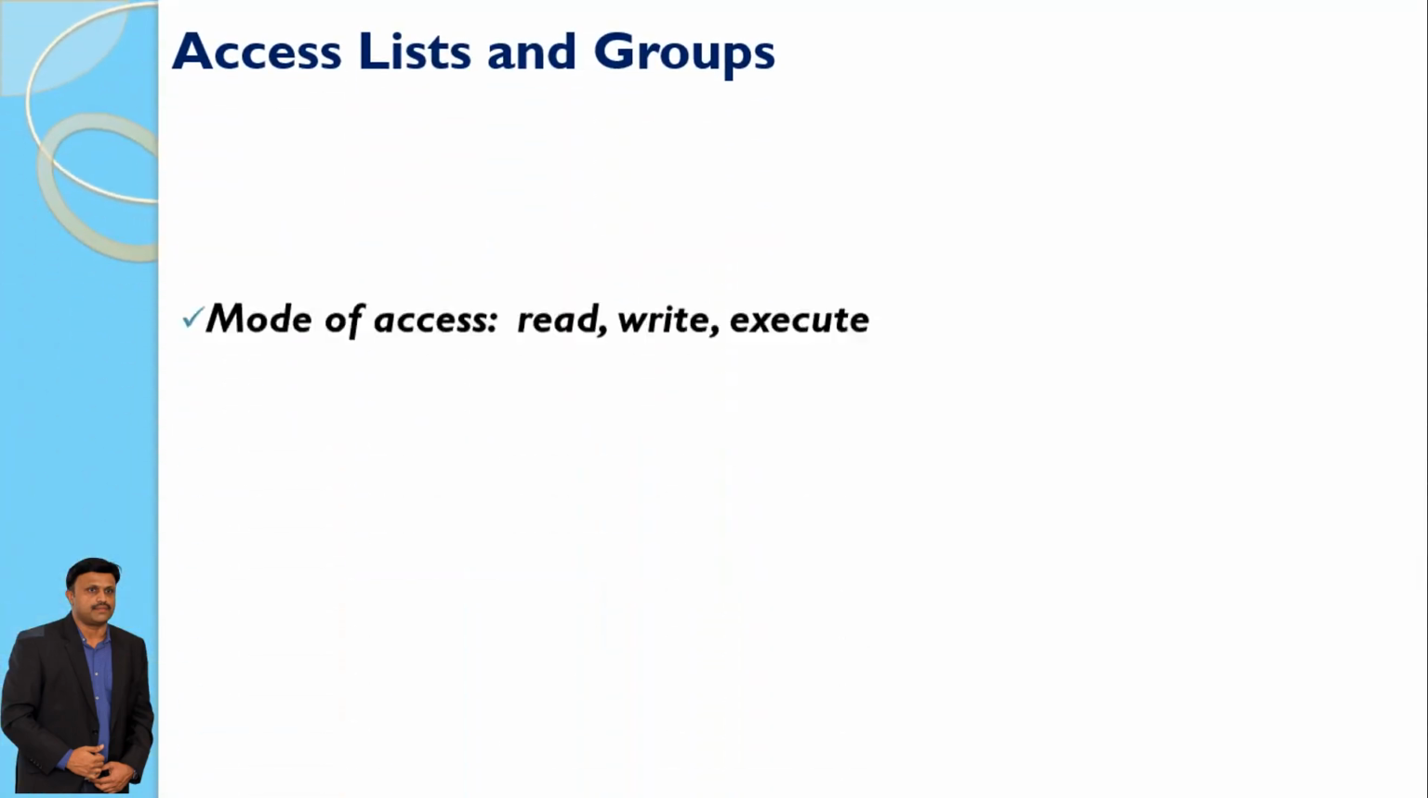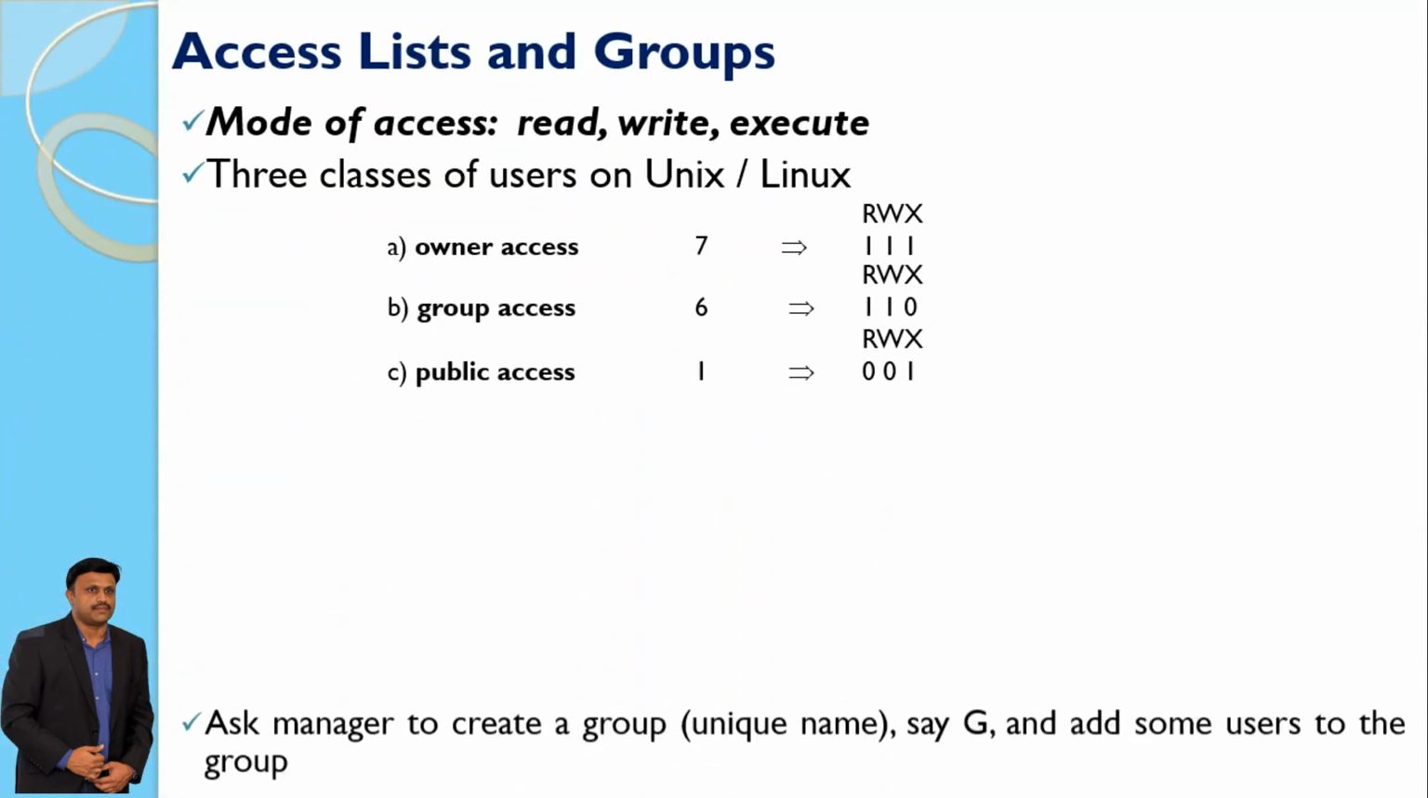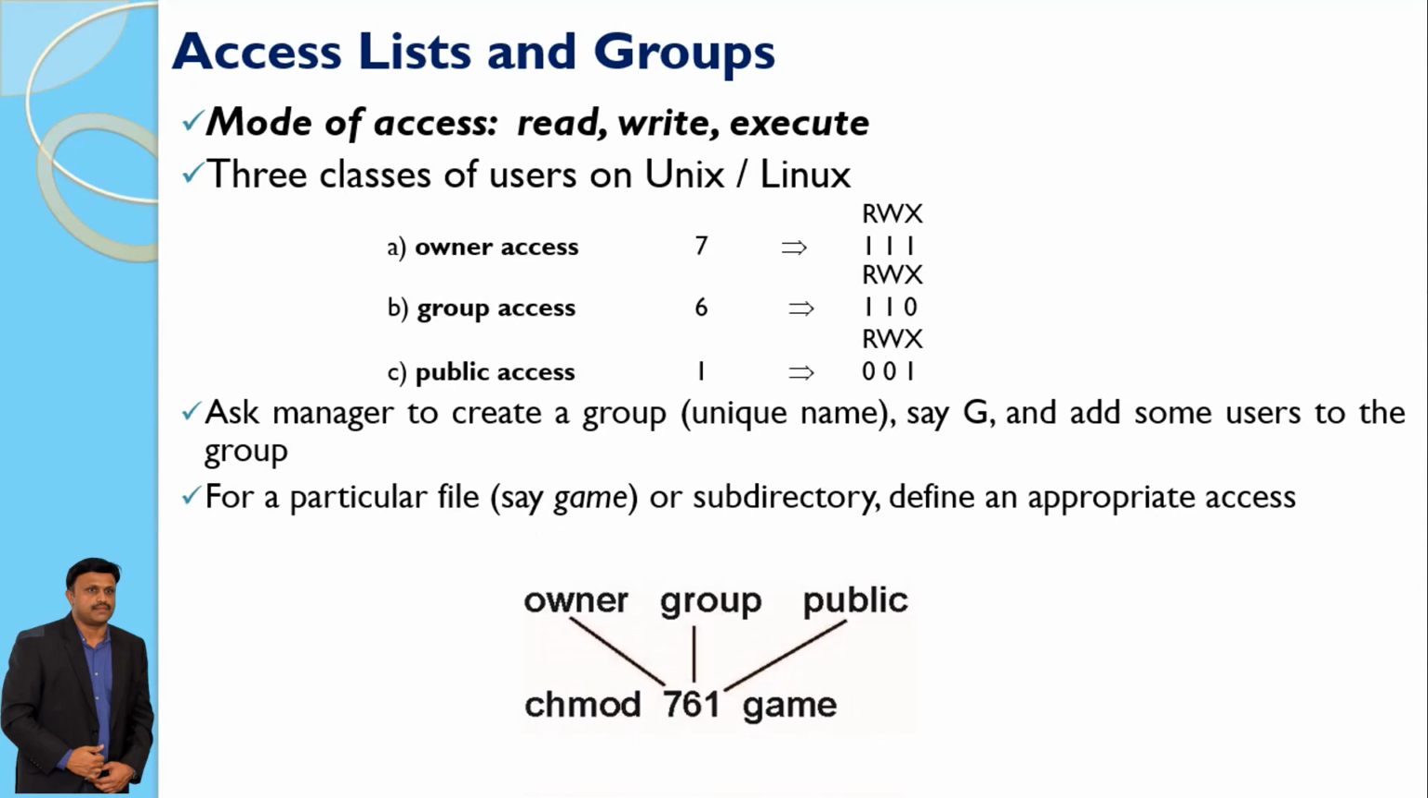Access lists and groups define the mode of access, such as read, write, and execute. On UNIX, Linux systems, there are three classes of users: owner, group, and public. For example, you can set specific permissions for a game file using the command chmod 761 game.